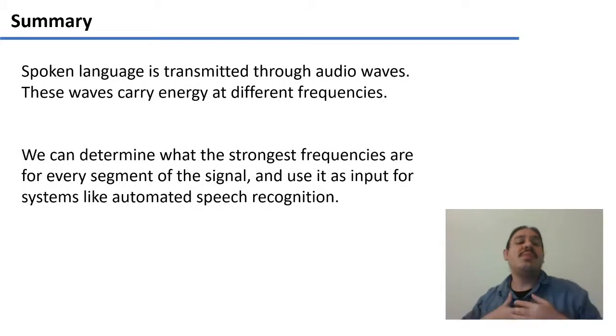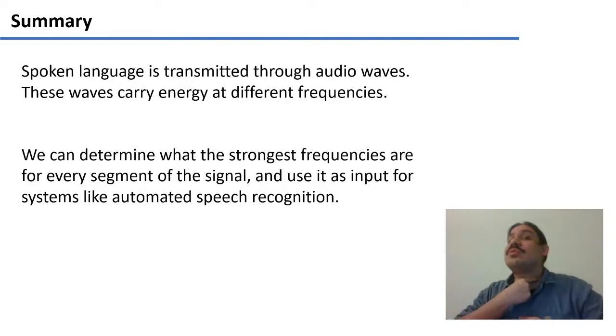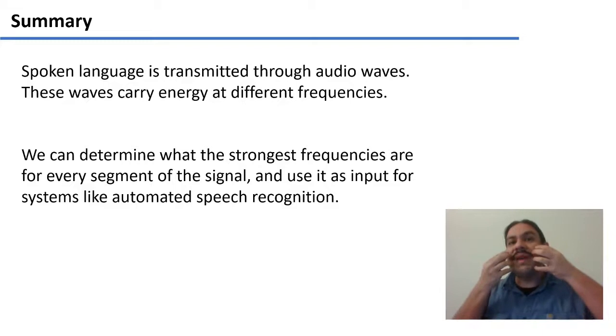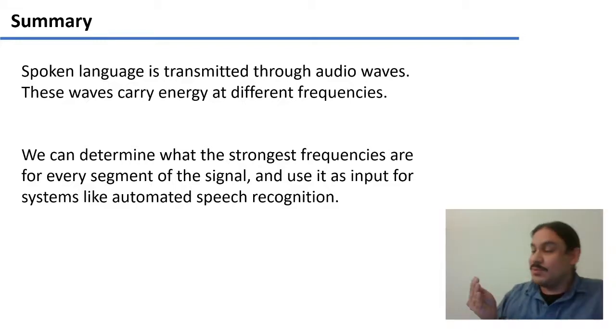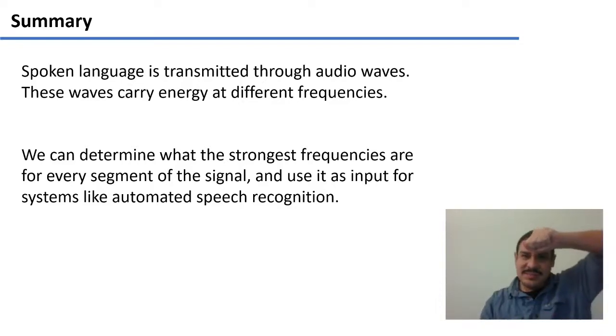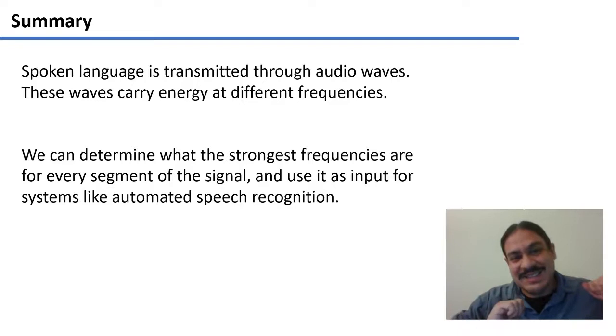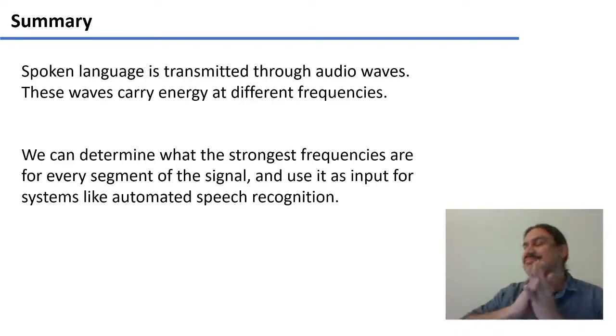In summary, spoken language is transmitted through audio waves. The waves come out of your lungs and are deformed by your vocal cords. They change frequency. They take on even more echoes and frequencies from your mouth and your nose, and then they come out of your mouth. This produces a very complex and rich signal that we can split apart into a spectrogram. We can then see where the highest concentrations of energy are and use that as input for systems.